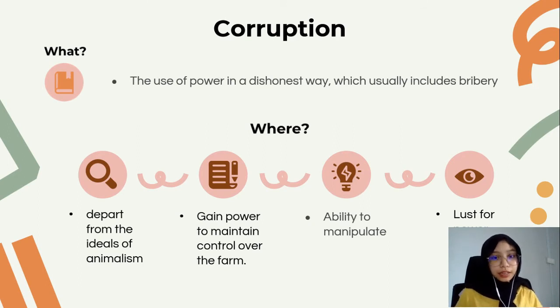I'm Nur Anissa, and today I'll be talking about our next theme, which is corruption. So, what do we understand by the word corruption? In a government, corruption means the use of power in a dishonest way, which usually includes bribery. In Animal Farm, corruption was a continuous theme. Not only is there an abuse of power, but it continues in a cycle, in which the end is just the beginning. Next, where do we see it in the novel?